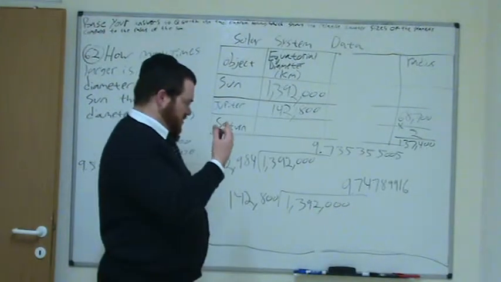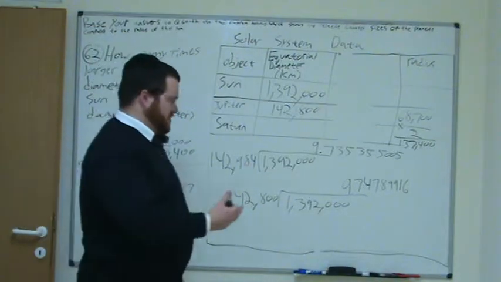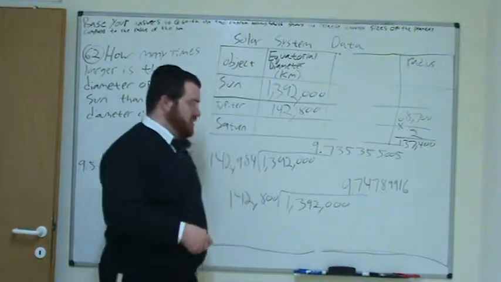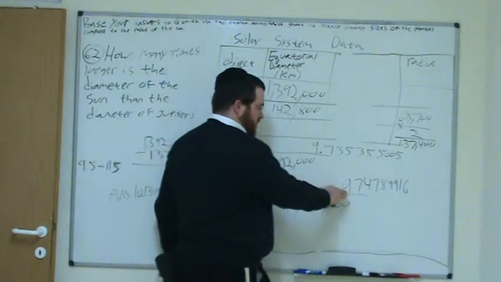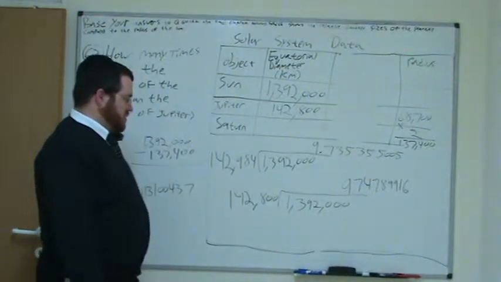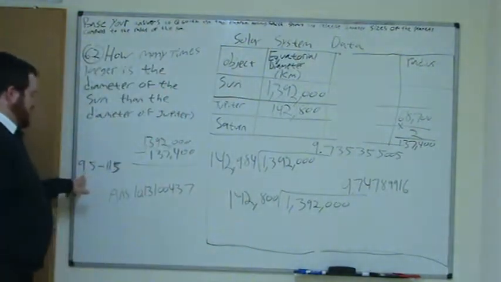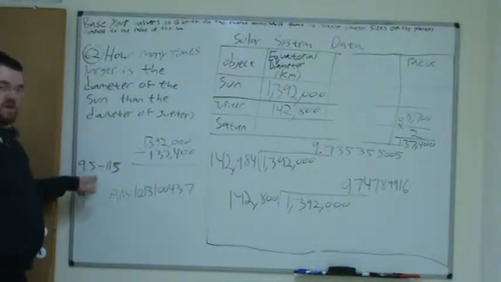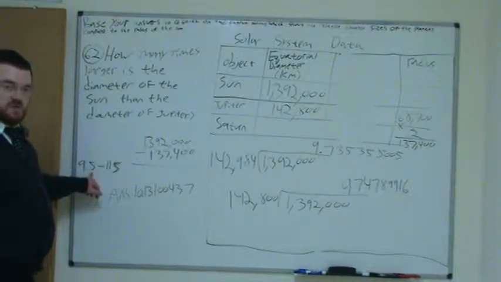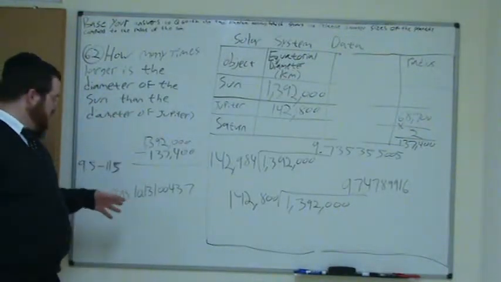They don't want the 4, which is in the hundredths place, or the 7, which is in the thousandths place, or the 8, which is in the 10,000th place. They just want the basic number over here. So the answer, they allow you to give an answer of 9.5. That means 9.5 diameters of Jupiter can fit in the sun, in the diameter of the sun.